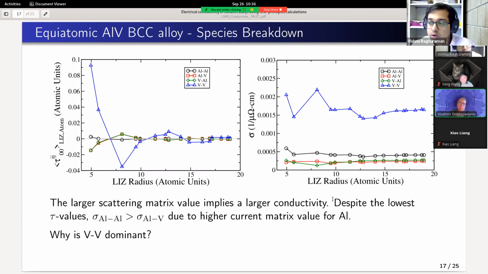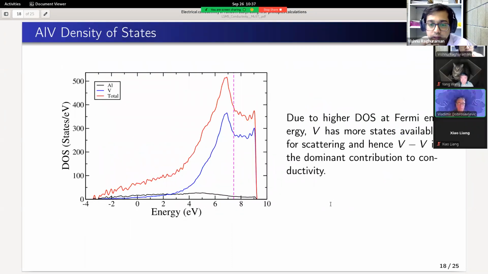And we wanted to see why that is the case. For that, we can look at the density of states for this system, broken down by species, so the partial density of states. When you see that, the vanadium density of states at the Fermi energy is significantly higher than aluminum because of d states.